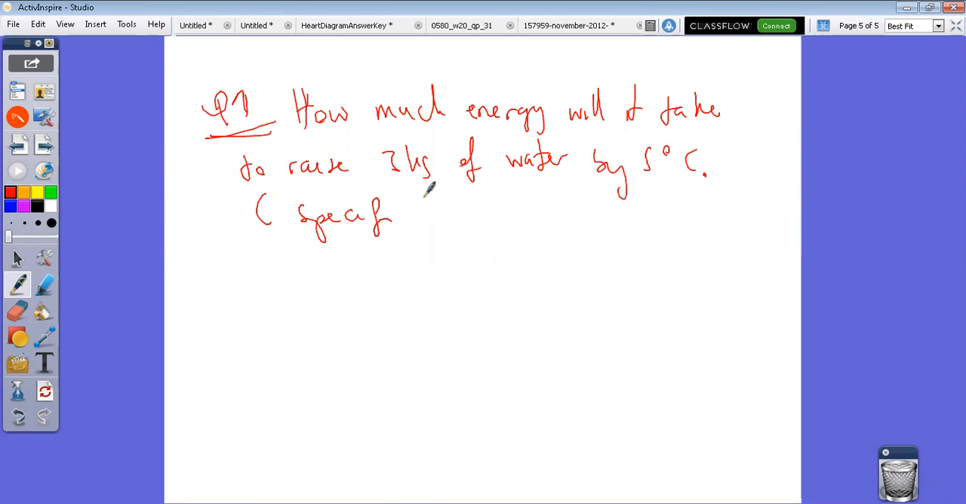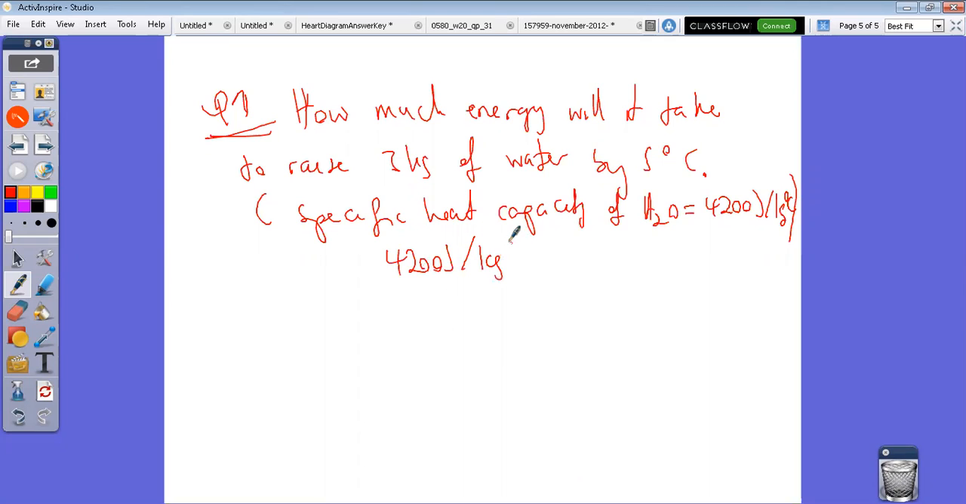According to the question, the specific heat capacity of water is equal to 4,200 joules per kg per degree Celsius. That's what I mean by specific. Let's use our formula.